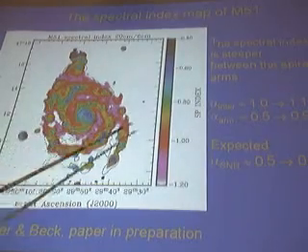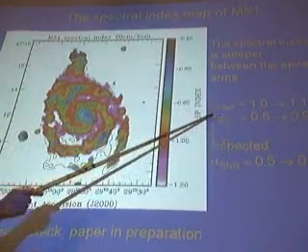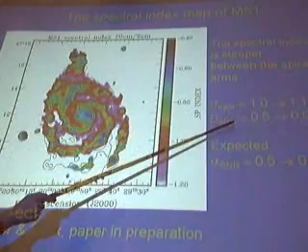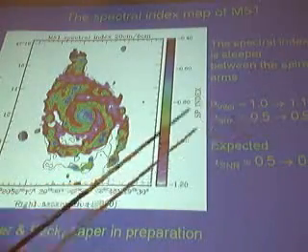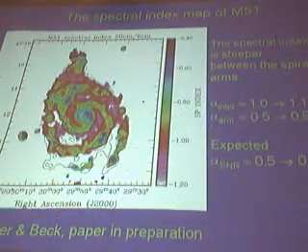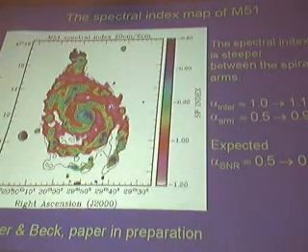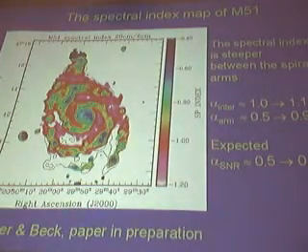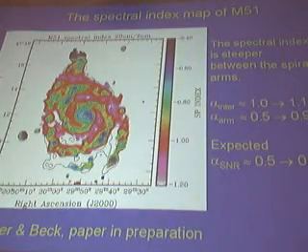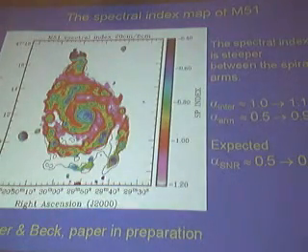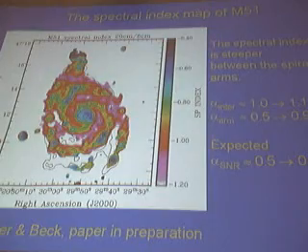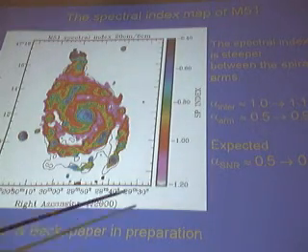In the arms, the total radio index is varying between about 0.5 and 0.9. But that's strongly affected by thermal emission, and I can't use the same type of method to try and put any limits. I really need to make some extinction-corrected H-alpha maps to try and independently set a limit on thermal emission. But I think it's fairly well established.